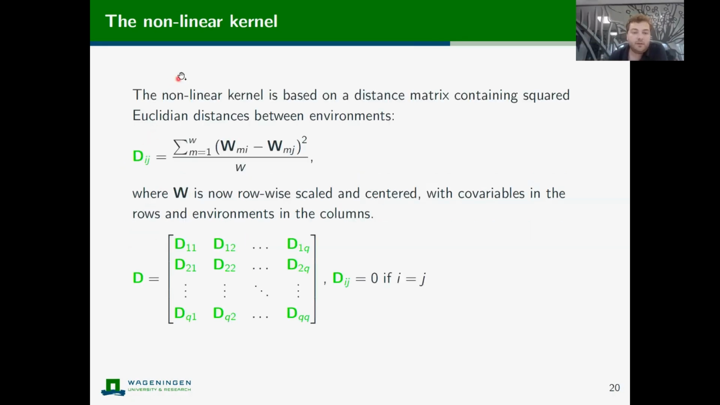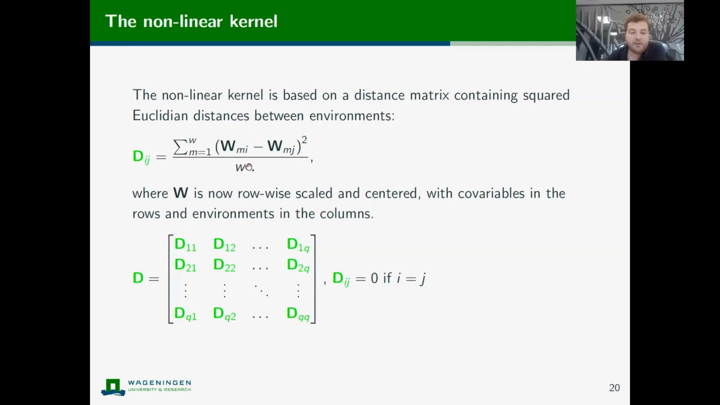So what do we need to get this nonlinear kernel? First of all, it's based on a distance matrix. I call it nonlinear kernel. In this case, what I'll show here is a kernel that uses a distance matrix containing squared Euclidean distances between environments. How do we compute that? Well, the distance between environment i and j would be the sum of the squared differences for all of the environmental covariables for environment i and environment j divided by the number of covariables, where W is the same matrix, except we scale it along the rows now.